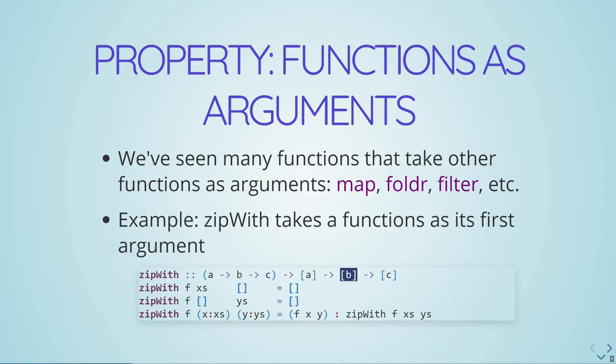What it does is it takes this f and the first elements of each of these two lists and applies f to those first two elements and then continues building the list. So it goes through the list. It's like zip, but instead of zipping each element together into a tuple, it zips it together with whatever function you give it, f here.